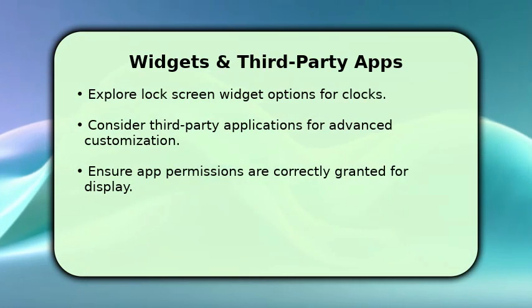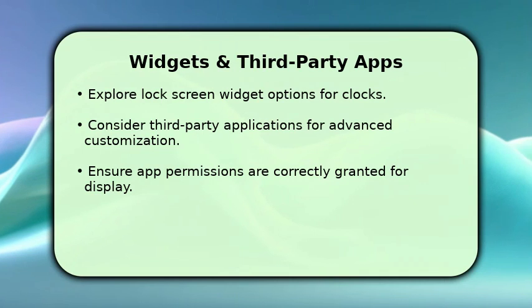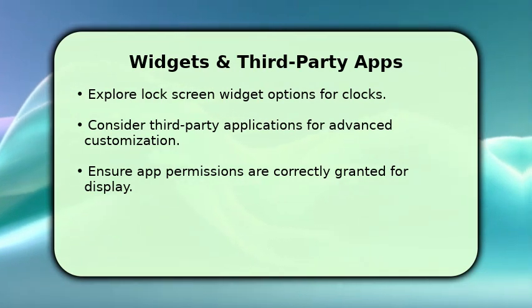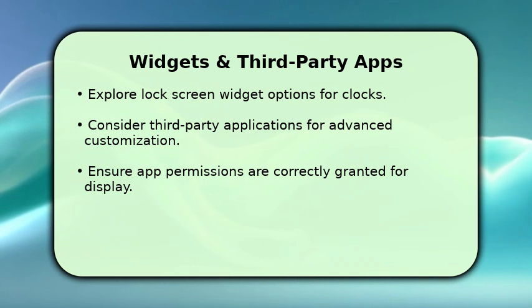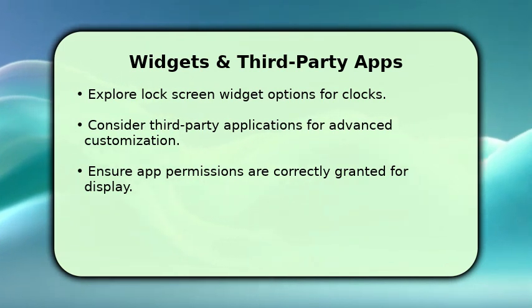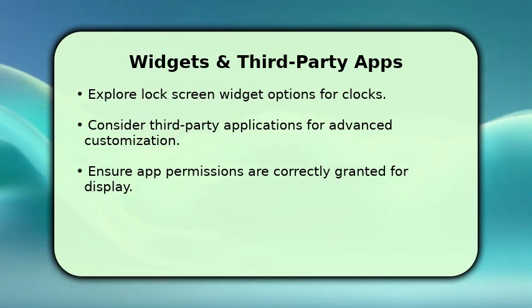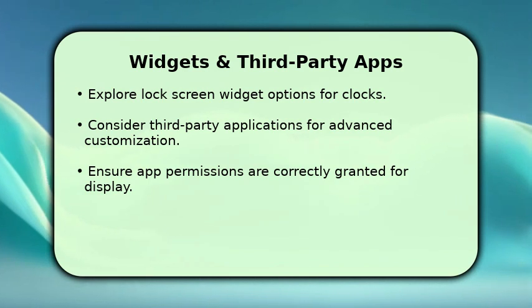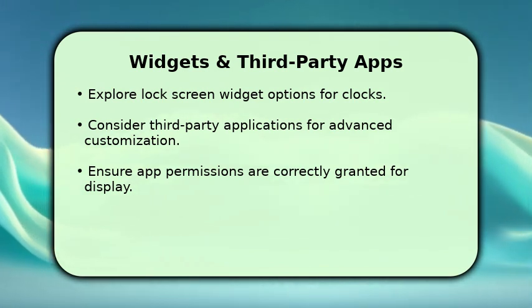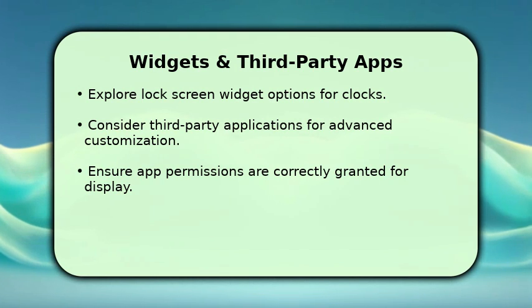If your device supports lock screen widgets, you might find additional clock options there. For even more advanced customization, consider exploring third-party applications available in your App Store. These apps often offer unique clock faces and animations. Remember to grant all necessary permissions to these applications so they can display correctly on your lock screen.